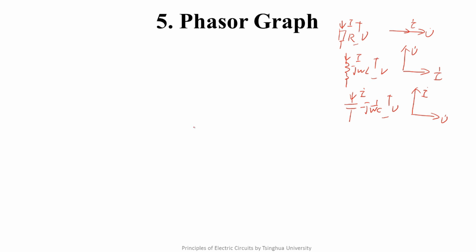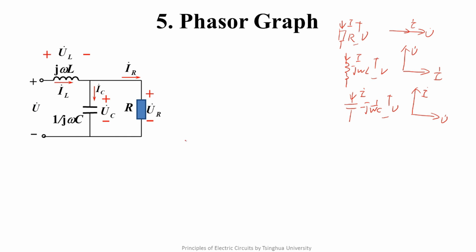With the three basic concepts, we can draw the phasor graph of the whole circuit by the method of head to tail. In this circuit, the resistor is parallel to the capacitor and then is serial to the inductor. According to the previous discussion, it's important to define the reference phasor in a phasor graph. Here we define UR or UC as the reference phasor. They are the same. Then we know that IR must be in this direction.